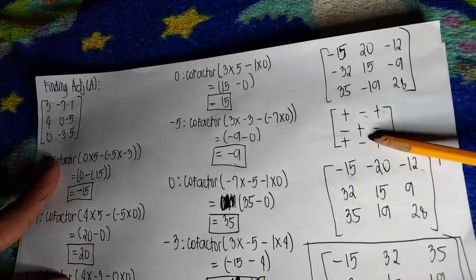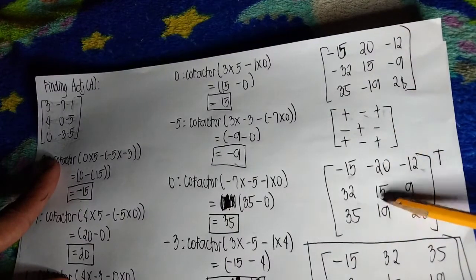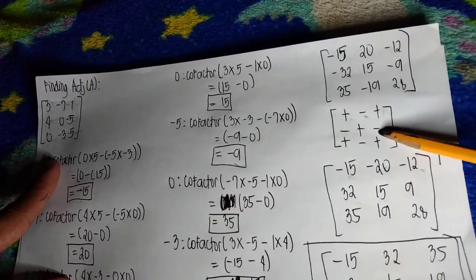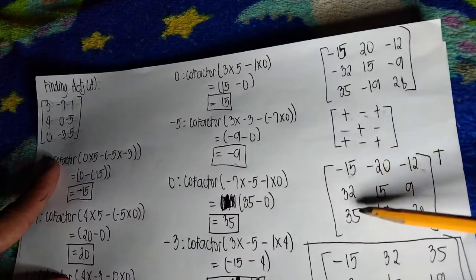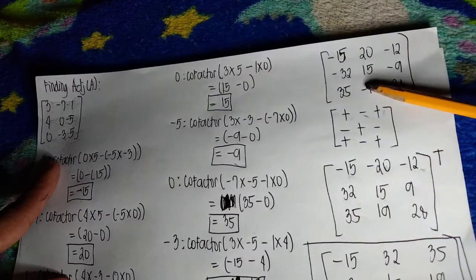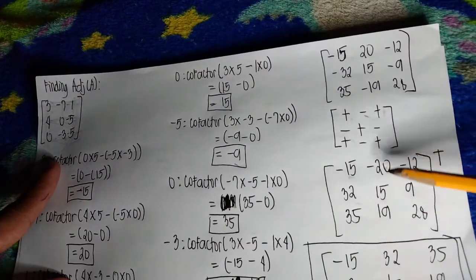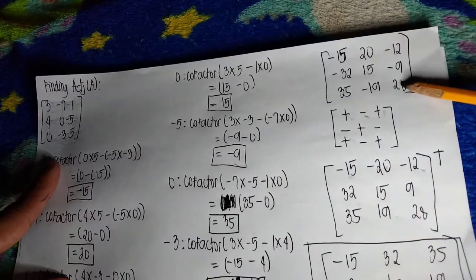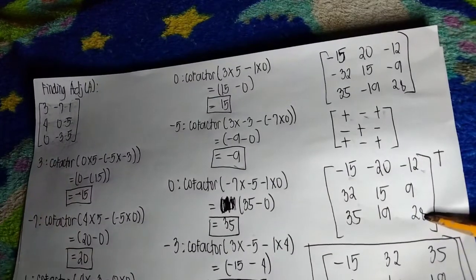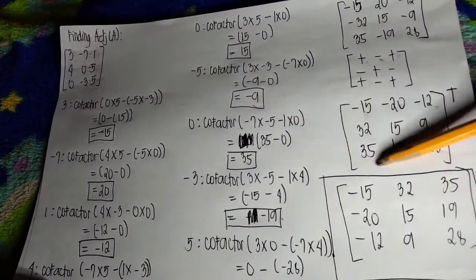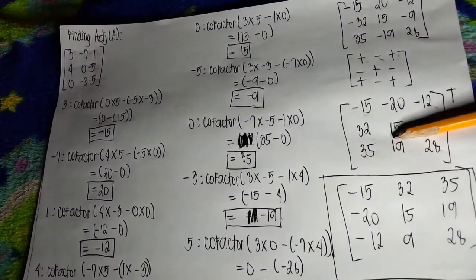15 times positive is equals to positive 15. Tapos negative 9 times negative is magiging positive 9. 35 times positive is equals to positive 35. Negative 19 times negative is equals to 19. And 28 times positive is still 28. So, yan na ang mga answers natin. Pero, hindi pa yan ang adjoint natin.